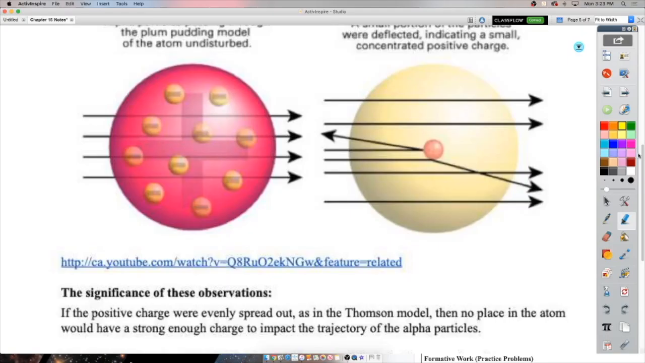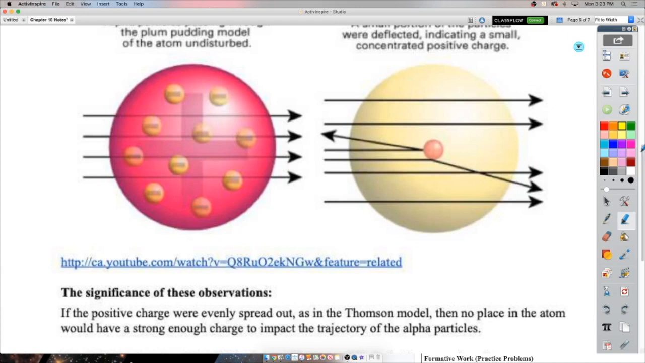So when Rutherford saw this, he actually said it was one of the most surprising things he'd ever seen in his life. It was a shocking result, right? These alpha particles being deflected or being even rebounded. He compared it to, it was as if he had shot a cannonball at a piece of tissue paper and the cannonball bounced back and hit you.